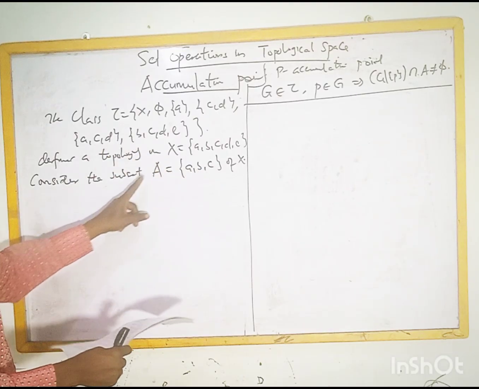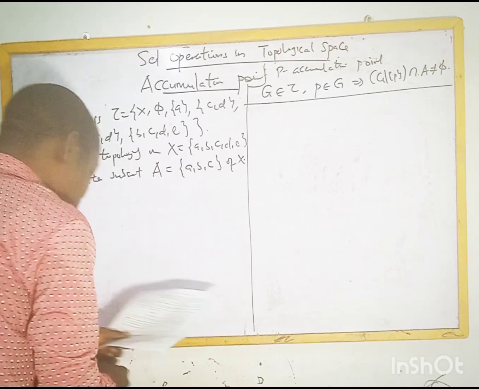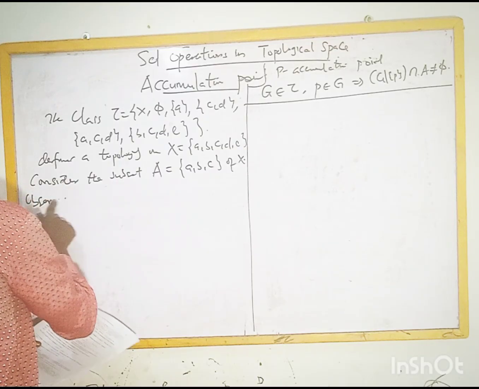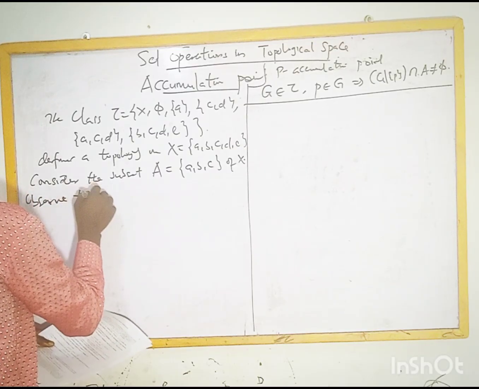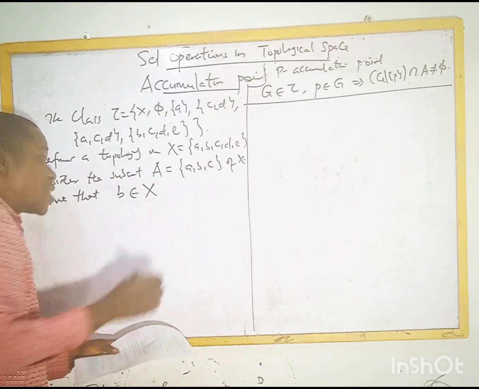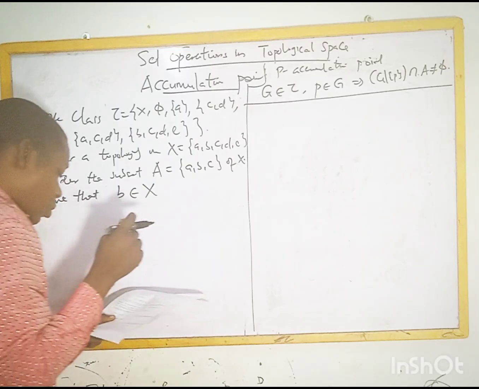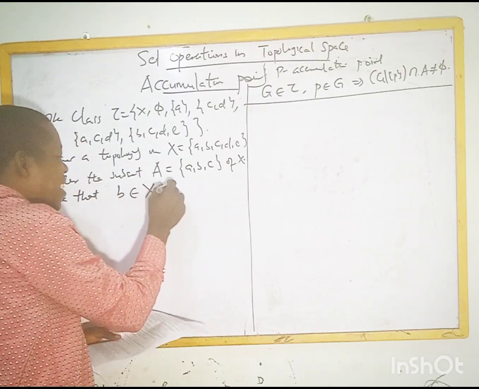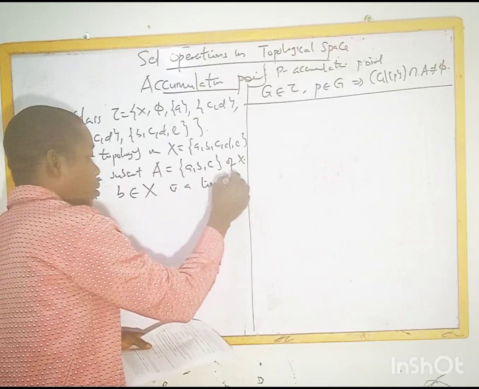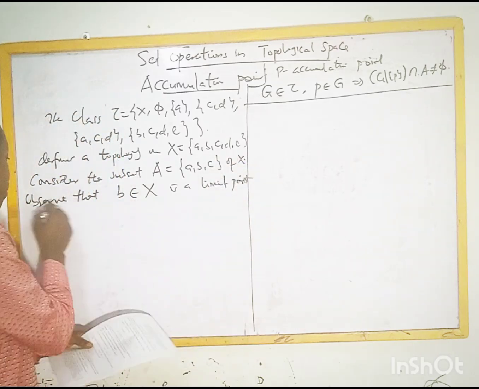What are the elements that give us the accumulation point now? Now observe that B is an element in X. Let's speak from B. B is an element in X. So B is a limit point or accumulation point of A.